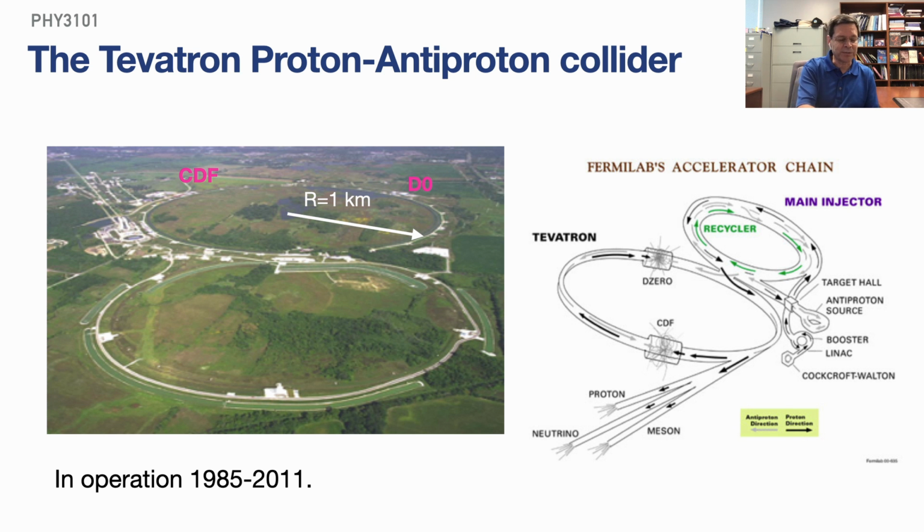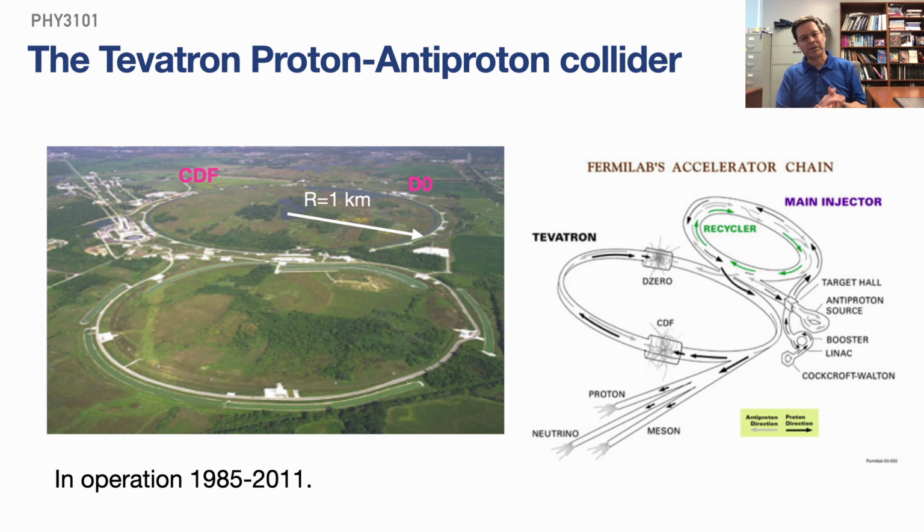And there were 2 general purpose experiments, CDF and D0, that studied the collisions of these protons and antiprotons. There's kind of a diagram of the accelerator chain there. And those were the experiments that discovered the top quark back in 1995. This collider was in operation from 1985 to 2011.